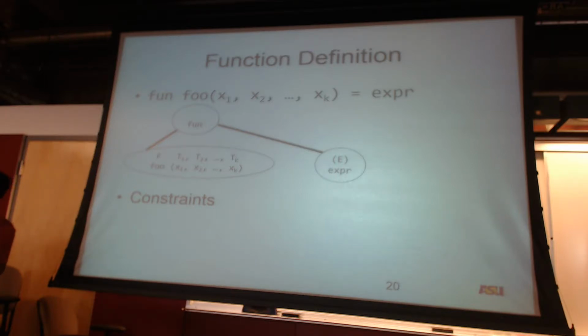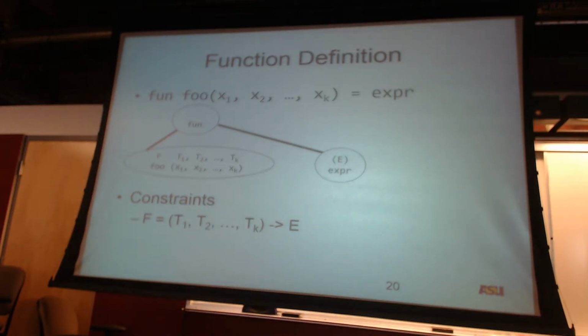Now what are the constraints? The constraints here are a little bit different from function application. What we say is that whatever type the expression evaluation returns, that is the return type of the function.